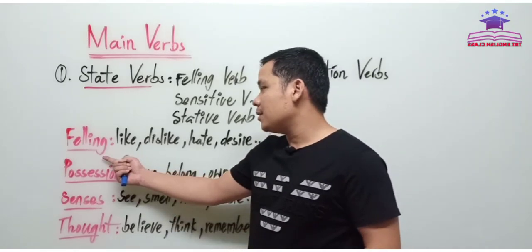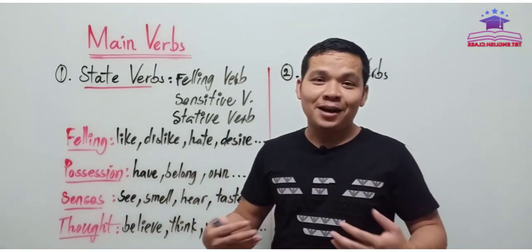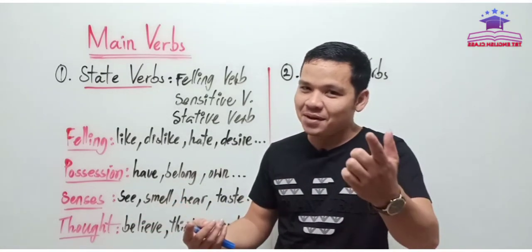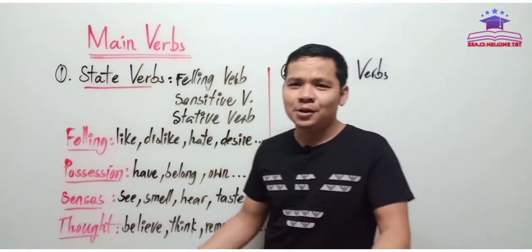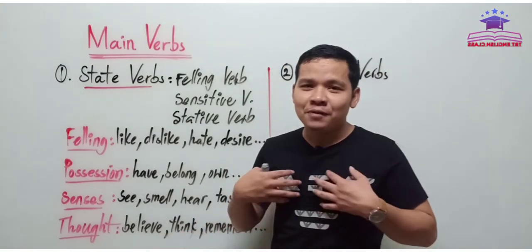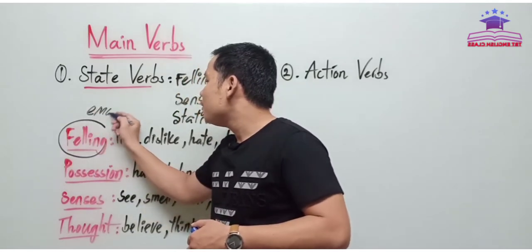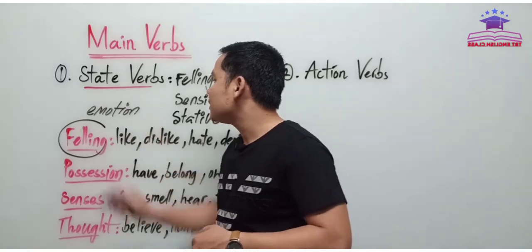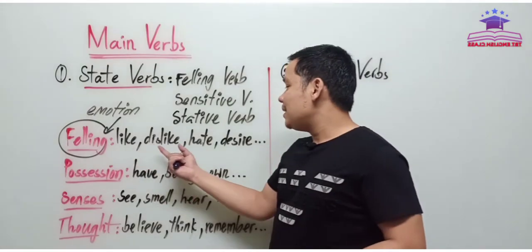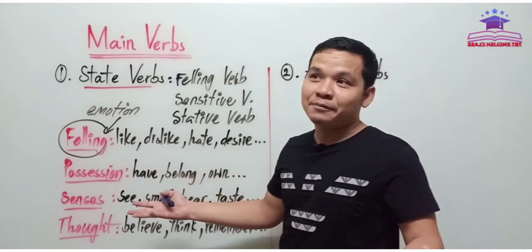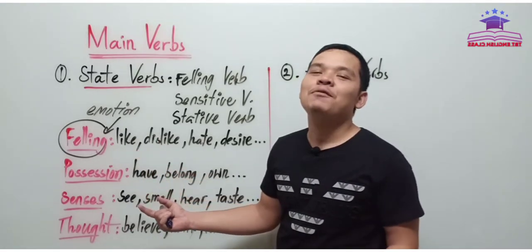So, like about feeling. What is feeling? When we feel something, our feeling doesn't show the action. Am I right? You can see verbs like, dislike, hate, desire, love, many verbs that show feeling. This word feeling, we can also call emotion. So emotion also talks about feeling, like, dislike, hate, desire, love, want, need, this kind of verb that talks about feeling, and we call them state verbs.